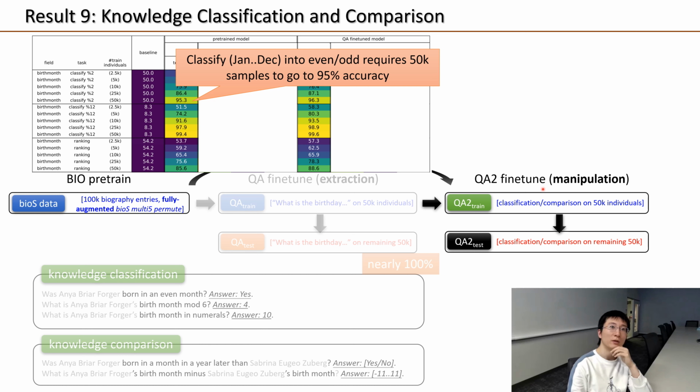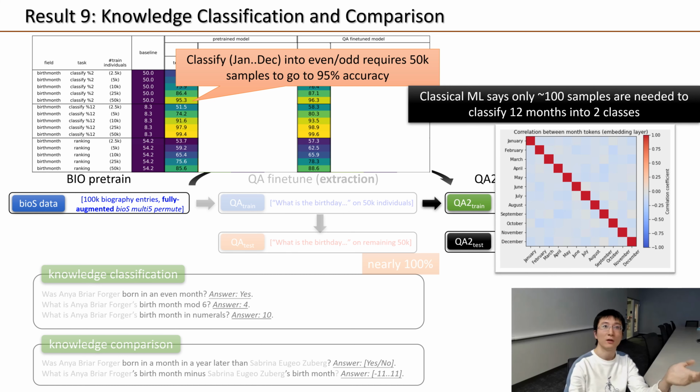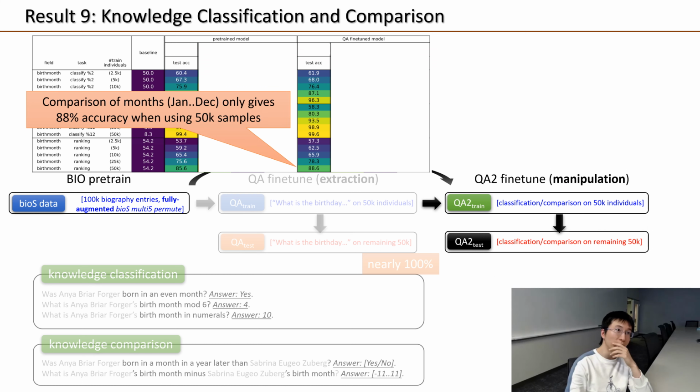Now comes a very surprising observation. For this very simple task, perhaps the simplest possible manipulation task of classifying the months into even or odd categories, this surprisingly requires 50K samples to go to 95% accuracy. In contrast, classical machine learning theory tells us that you only need about 100 samples to classify 12 months into two classes. And here, the word embeddings of the 12 months, we indeed verified, are pretty orthogonal to each other. So that is pretty bad.